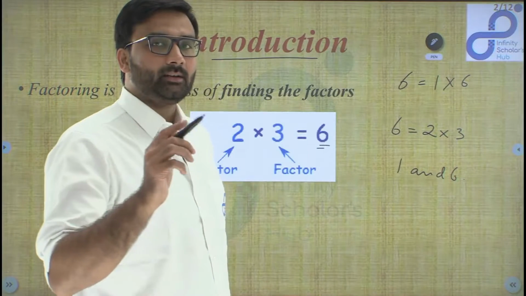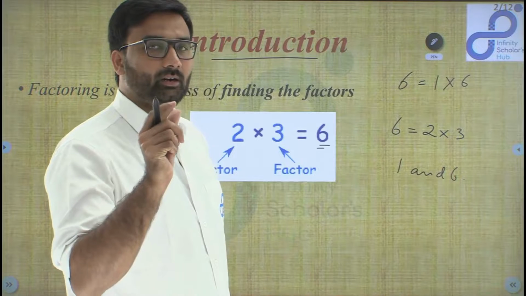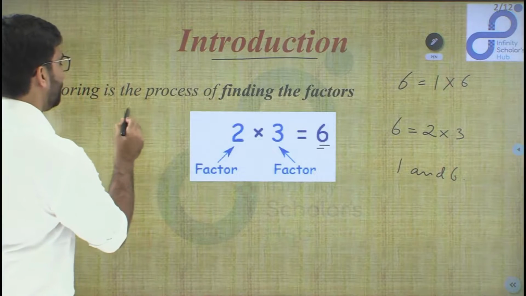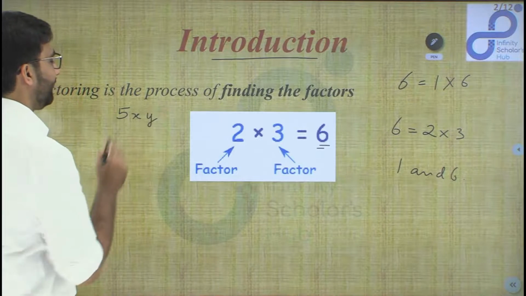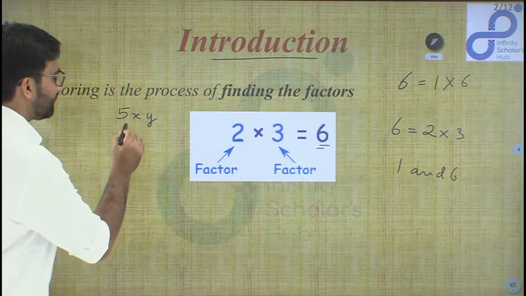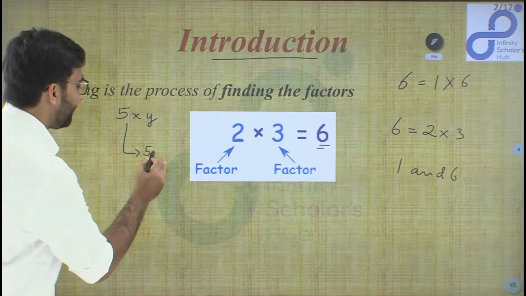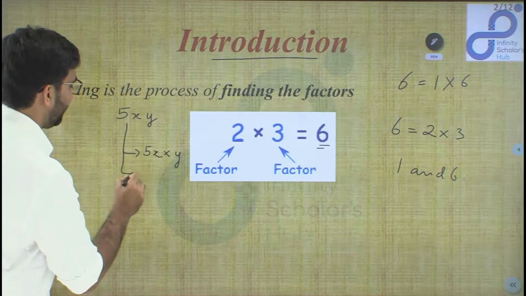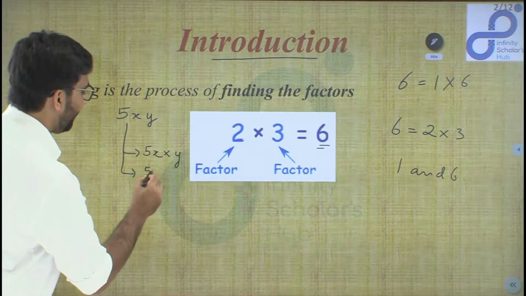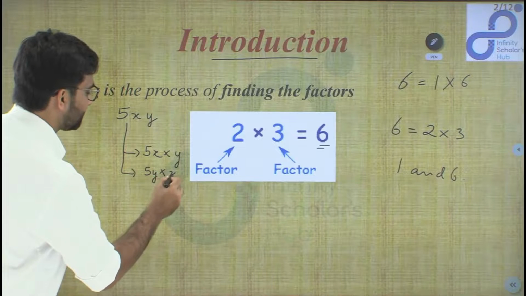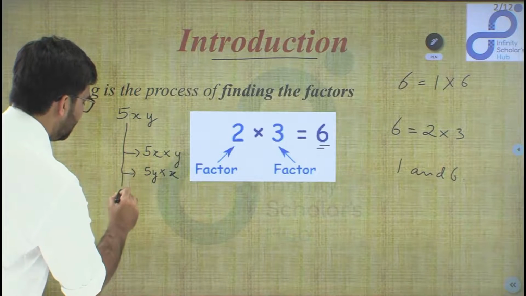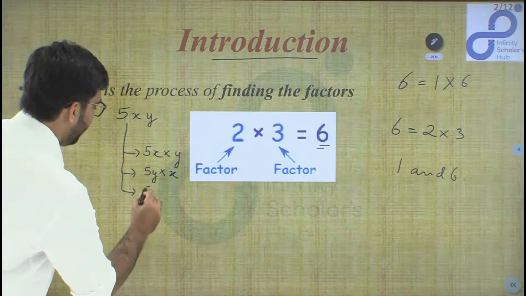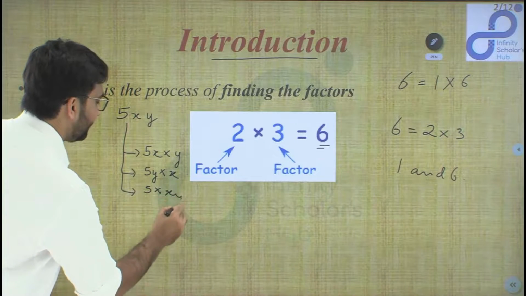Now let's take an example of an algebraic expression with one term, which is 5xy. So the factors of this 5xy can be 5x multiplied by y, correct? I can even write this as 5y multiplied by x. I can even write this as 5 multiplied by xy.